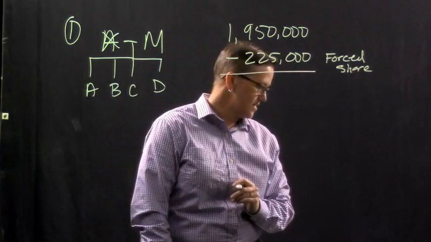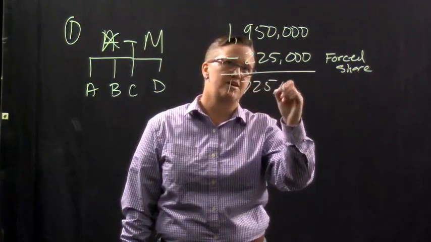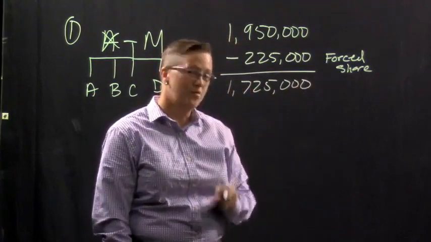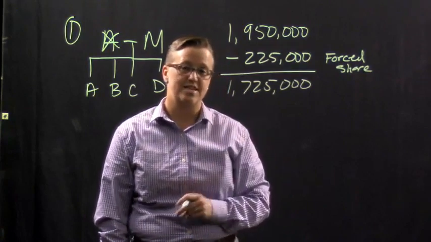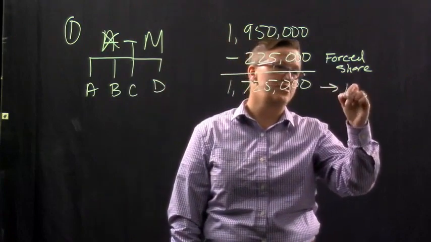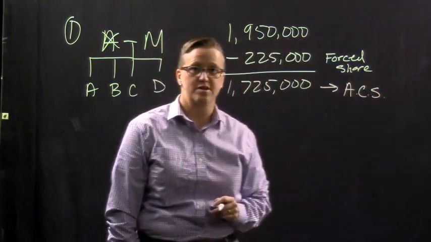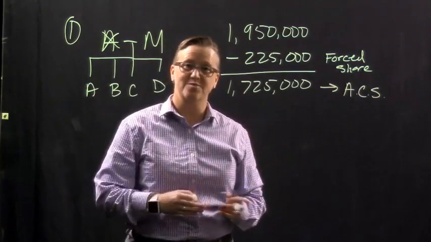So that leaves us with $1,725,000. Now, where does that go? Well, we have to remember that Arthur did not die intestate, so this does not go to the kids. We go back to the will, and now that tells us that this goes to the American Cancer Society, according to the terms of the will. Okay, that's problem 1. Let's go on to problem 2.